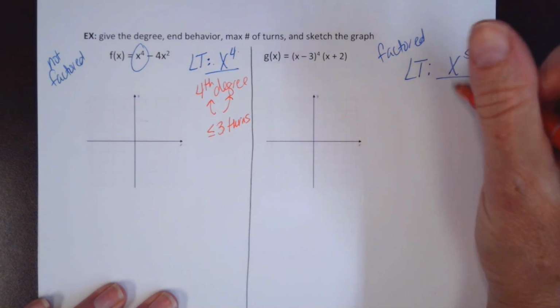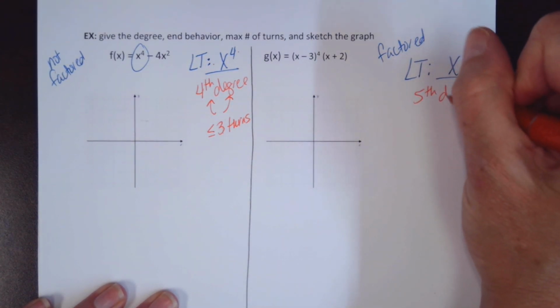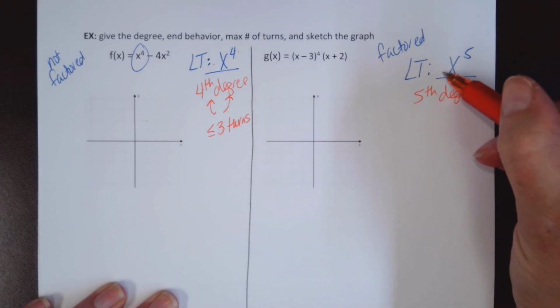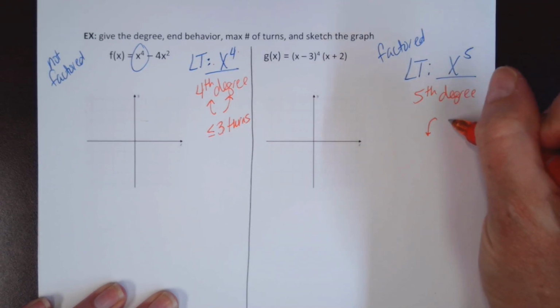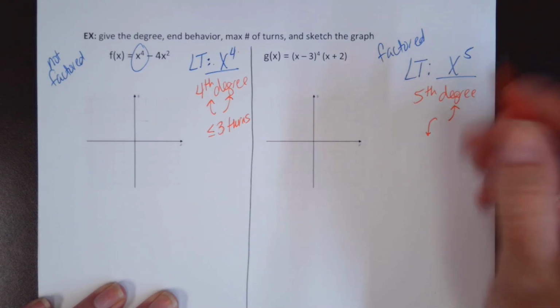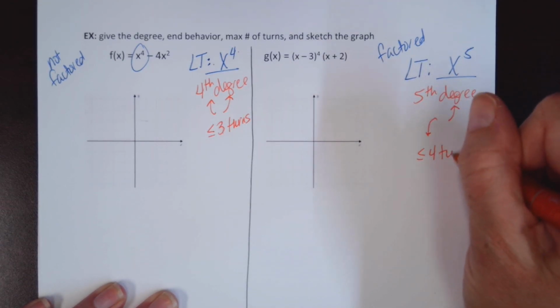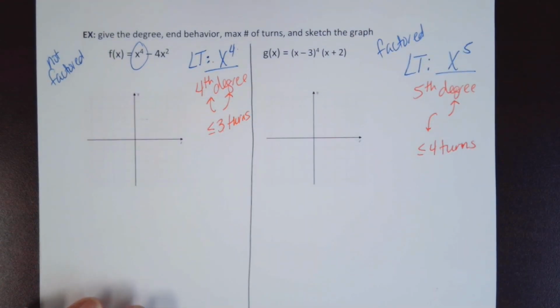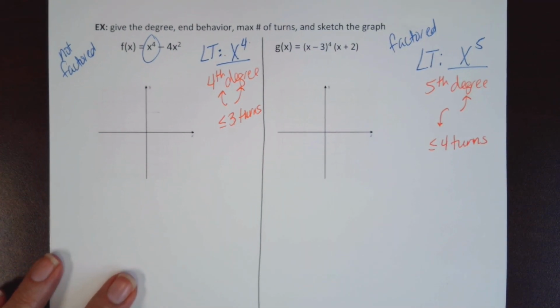Over here, I've got 5th degree. That's odd, but the coefficient's positive, so end behavior is going to be increasing, and up to 4 turns, maximum of 4 turns. All right, sketch the graph.